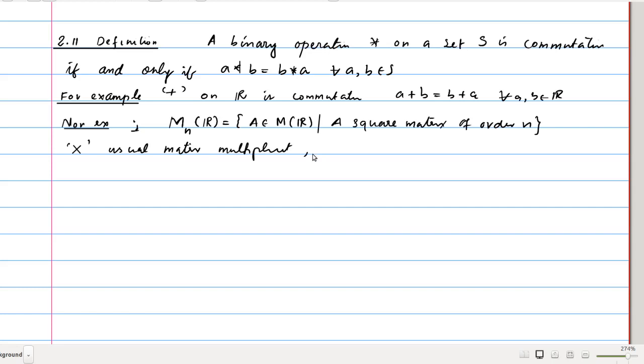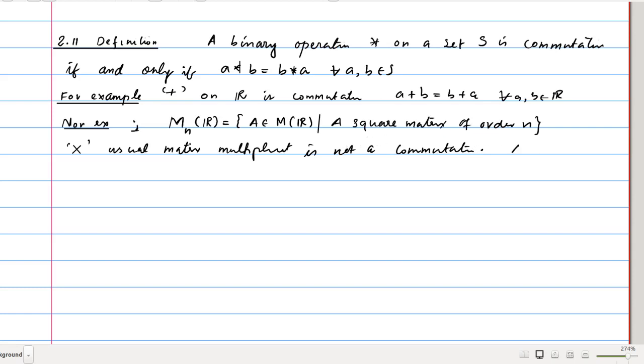This is not a commutative binary operation. In fact, it is a binary operation, but it is not commutative, because the product of any two n by n matrices will give another n by n matrix as well. So this is always a binary operation, but it is not commutative.